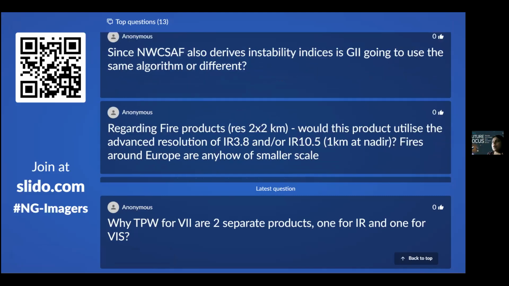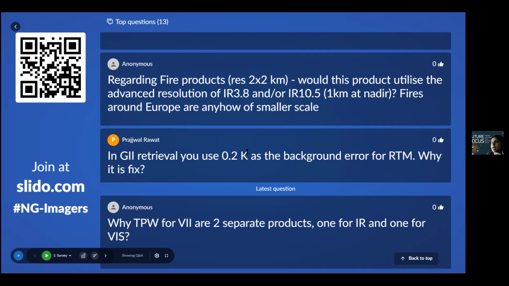I think the fire question we can take maybe later, right? Regarding the fire products, would this product utilize the advanced? We have a fire talk. I think we can take that then. Okay. We will save some time.